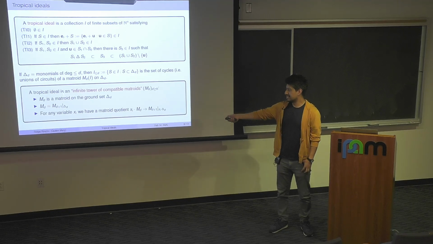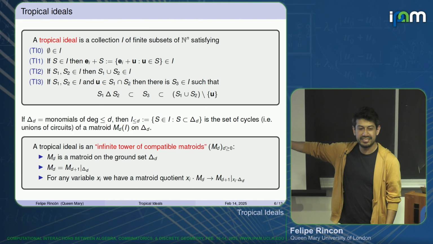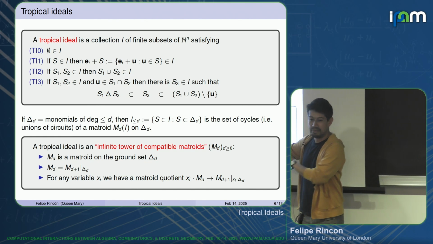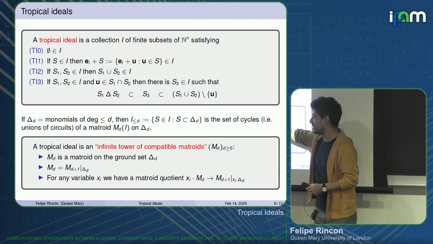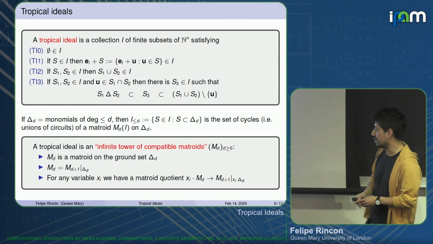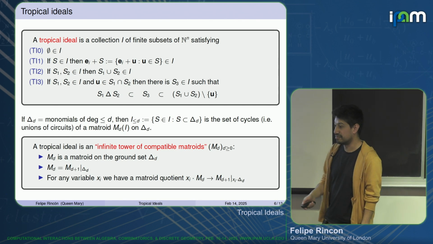Maybe this is kind of the main point. It's hard to extract this if you read the paper because it's done in more generality, but the main thing I want to tell you guys is that tropical ideals are very natural objects that are very simple. Think of it as a tower of matroids that tells you what polynomials are in it.